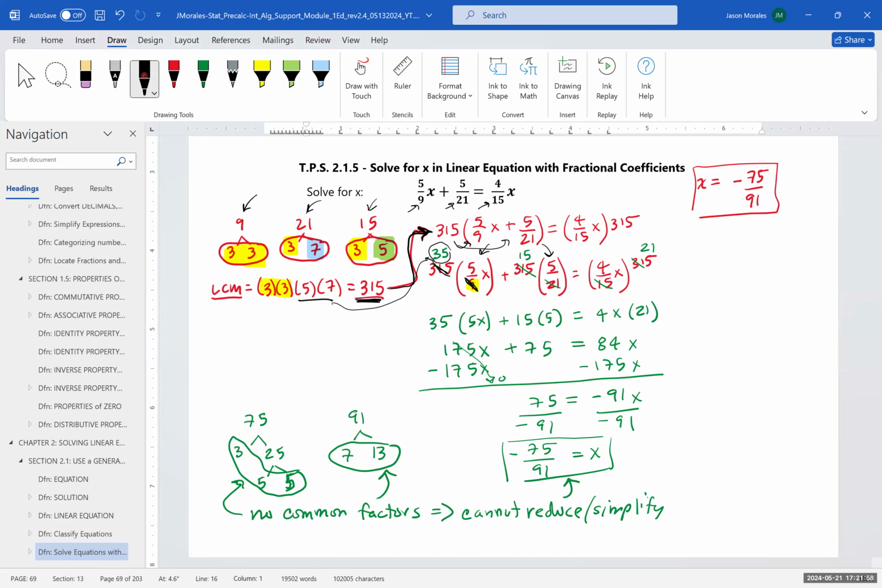With this one here, we've got 21 in the denominator. And so 21 is 3 times 7. And so what do we have left? 15. And then over here on the right, we have 15 in the denominator. We're dividing that into 315. So here's 15 there. So what do we have left? 3 times 7, which is 21.